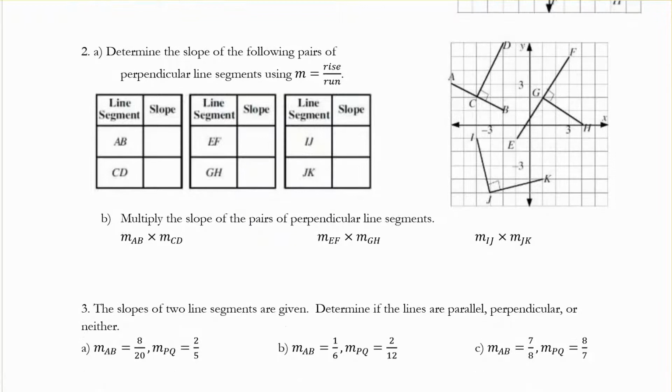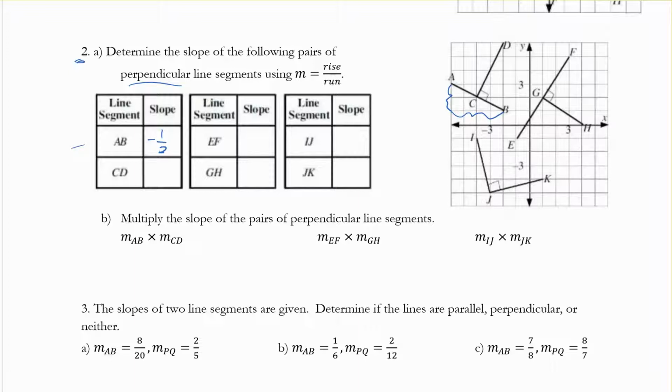Okay, so now this one, determine the slope of the following pairs of perpendicular line segments using that one. So if we do that, this one gets a bit more interesting. So let's do the first one, this one here. If I look at AB, this is going to be -2 down and 4 to the right there. So the slope of this thing would be -2 over 4. Actually I'm going to rewrite that as -1 over 2 as a smaller fraction.